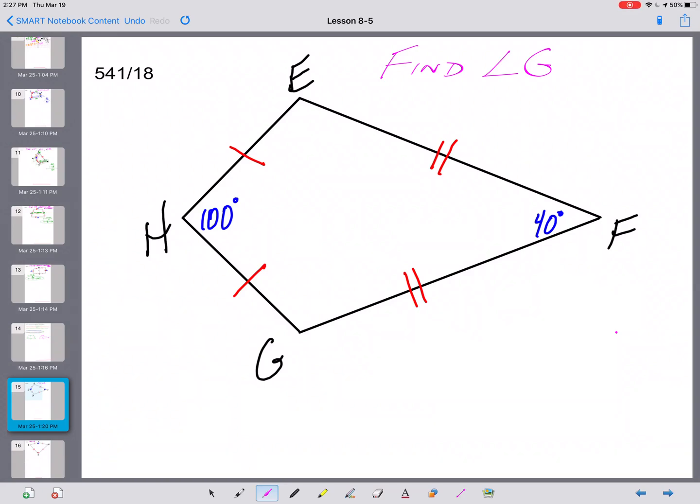Okay, part 2, going over homework, page 540, lesson 8.5. This is part 2. We've got number 18 here. Let's see what we got. Find angle G. It's a kite.